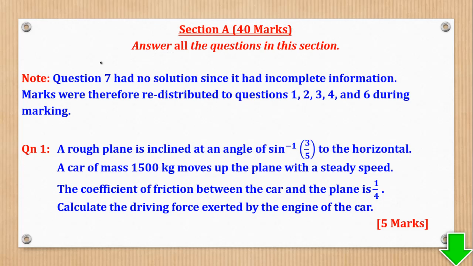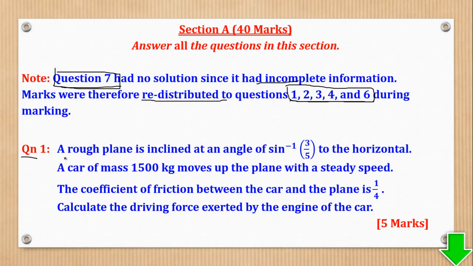But this year, there was something funny with question 7, as we shall look at it. The way it was set, it had incomplete information, and therefore there's no way we could distribute the 5 marks. So we had to push the marks to other questions, and these are questions 2, 3, 4, and 6. As you go through the marking guide, you realize that these questions have 6 marks each instead of 5, and the reason is because they wanted to cover up the 5 marks from question 7.